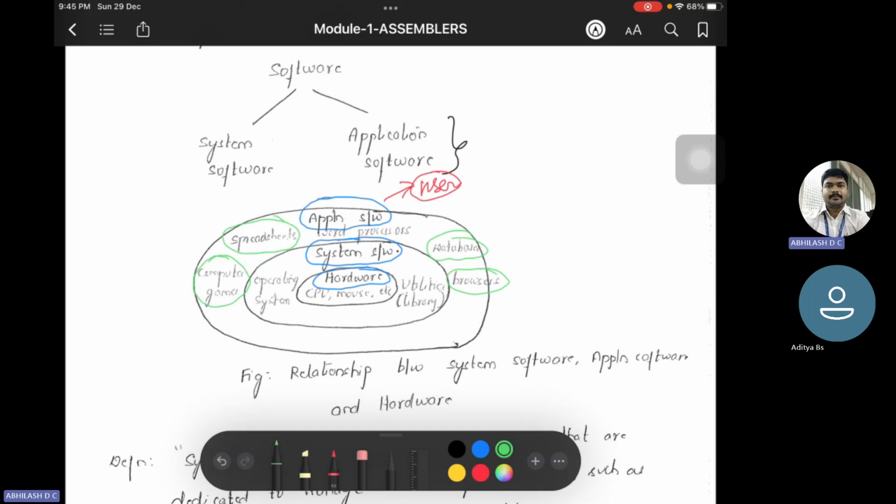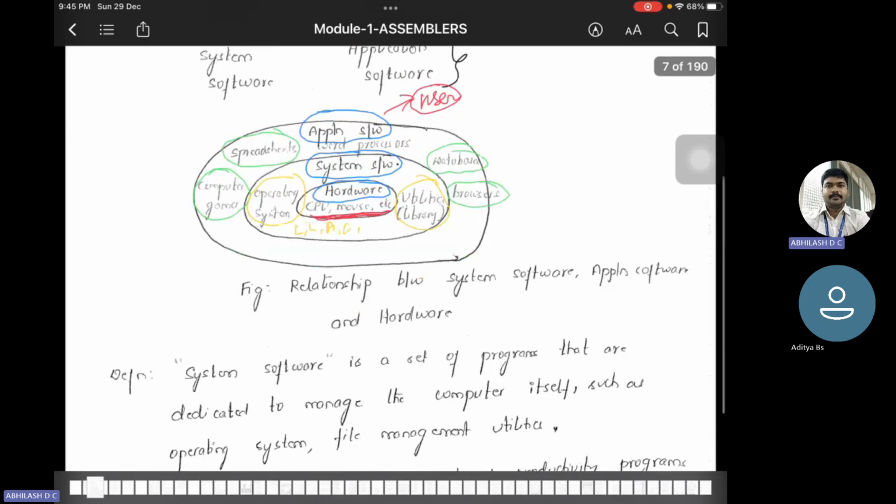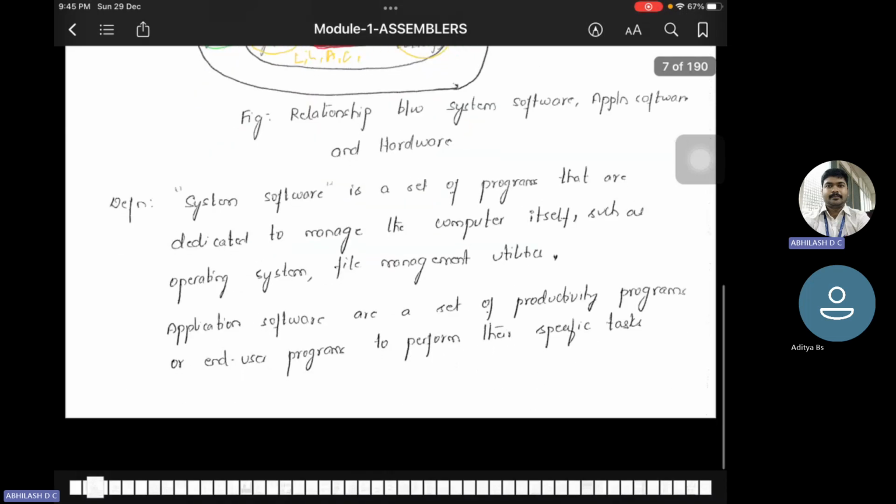So what comes under system software? Things like the operating system and some libraries come under system software. We also have linkers, loaders, assemblers and compilers. The inner core is our hardware, which is the CPU, mouse, pen drives, hard drives, RAM, ROM and processor. That is the relationship between the system software, application software and the hardware.